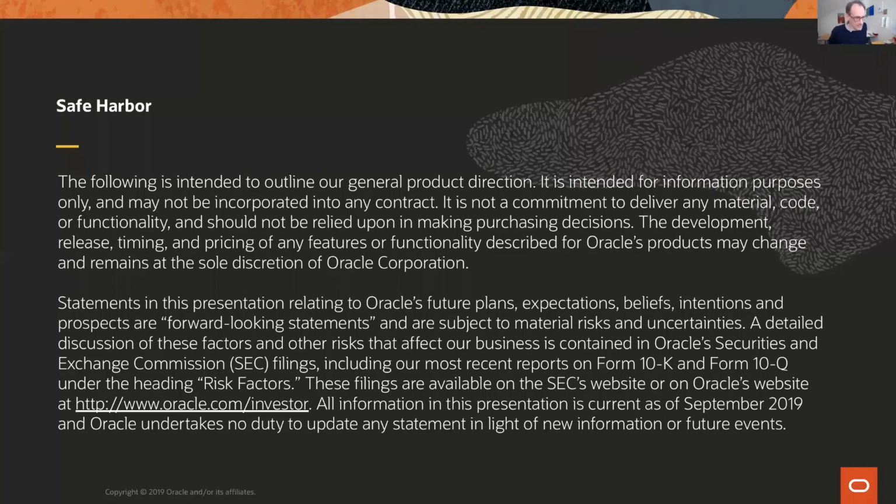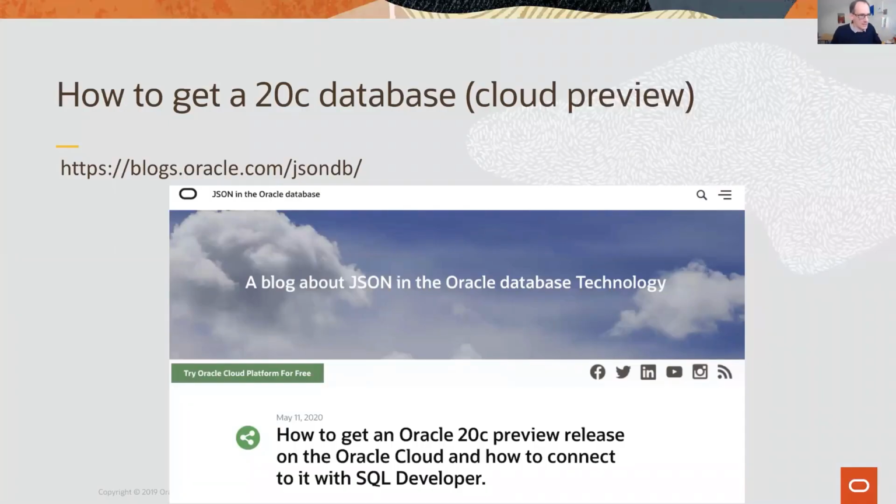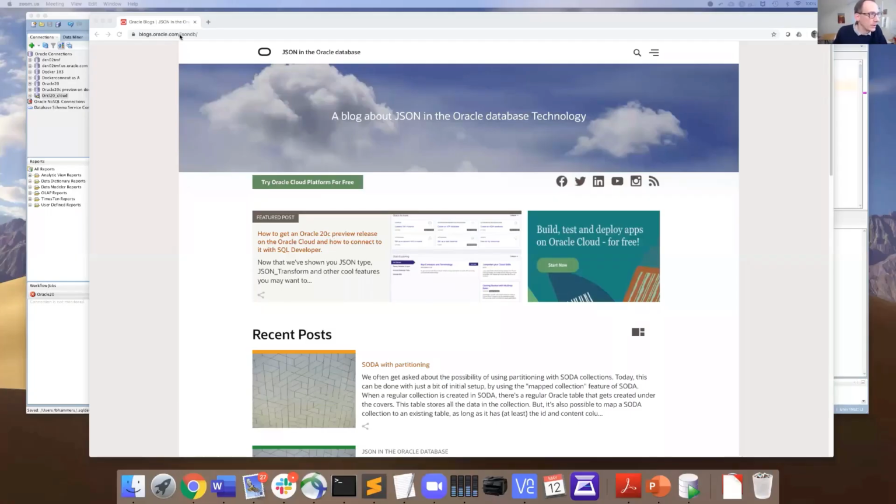Since this is a new feature, and I spoke about JSON Type, which was also a 20C feature, I figured people who want to try this out firsthand need some instructions on where they could do this. It's not downloadable and it's not on LiveSQL or anything else. So I wrote a little blog entry on how to do this. If you look on the JSON-DB blog, I'm also maintaining this. I'm not very active. I should probably write more blogs here. But the latest post is how to get this 20C preview release.